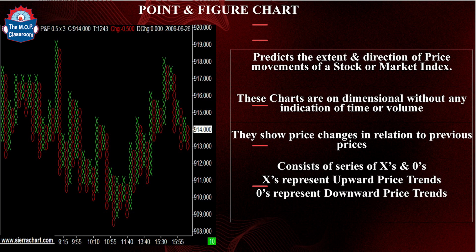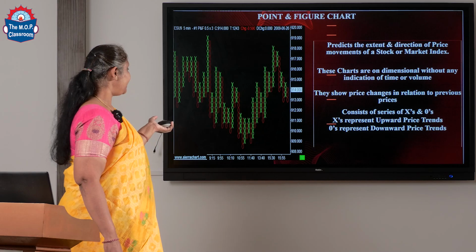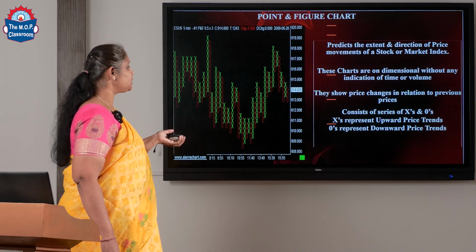These are charts that are two dimensional, without any indication of time and volume, which show the price changes in relation to the previous prices. A point and figure chart consists of a series of X's and O's, which we could also call zeros.